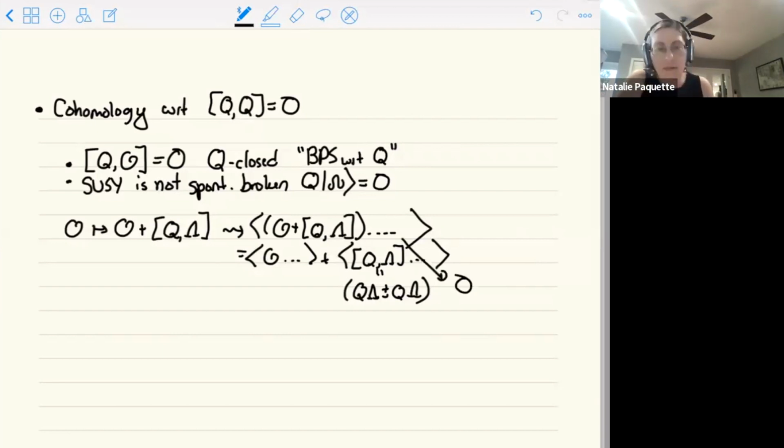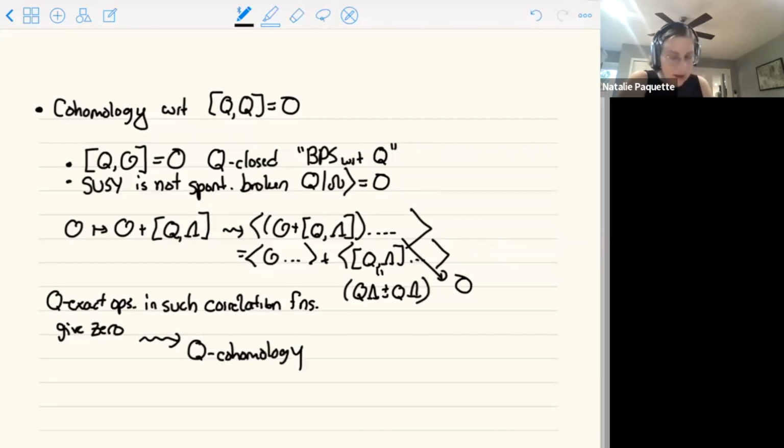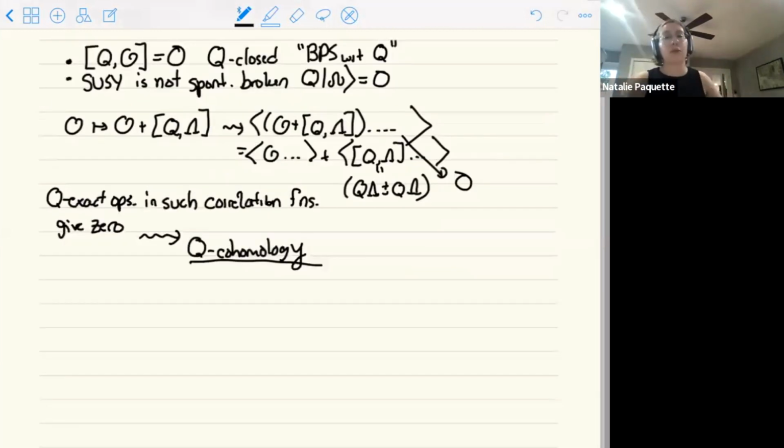So therefore, at the level at least of correlation functions of local operators, once you start thinking about Q-closed things only, it's natural and in fact immediate to quotient by Q-exact operators. Q-exact operators in correlation functions of Q-closed things give 0. And so indeed, if you want to focus on things that are BPS with respect to some supercharge Q, Q cohomology is the natural structure that comes out.